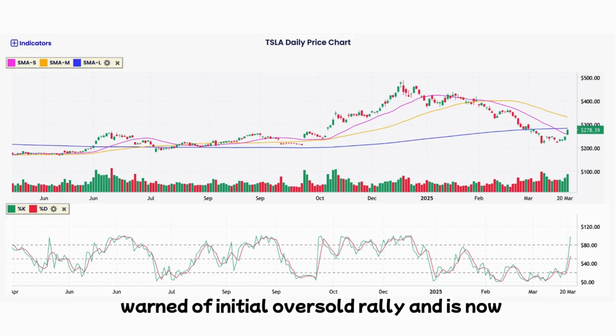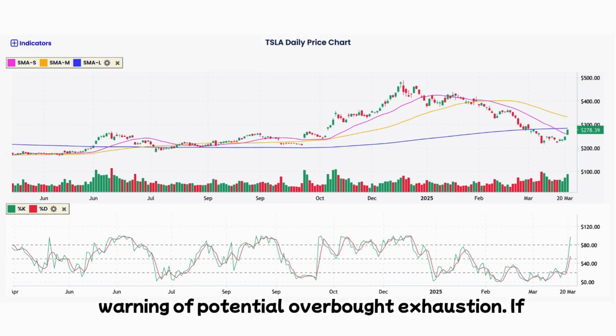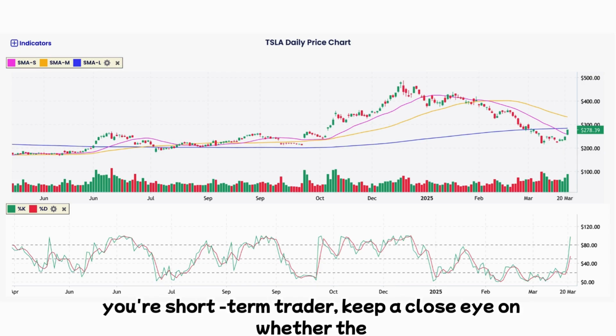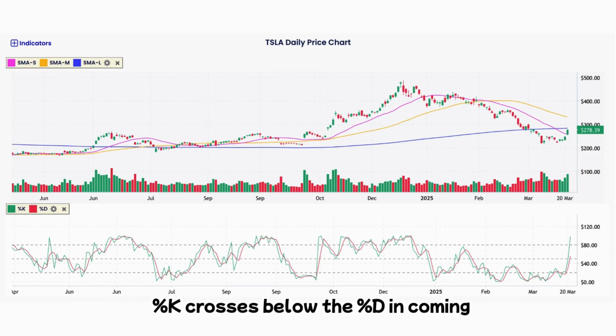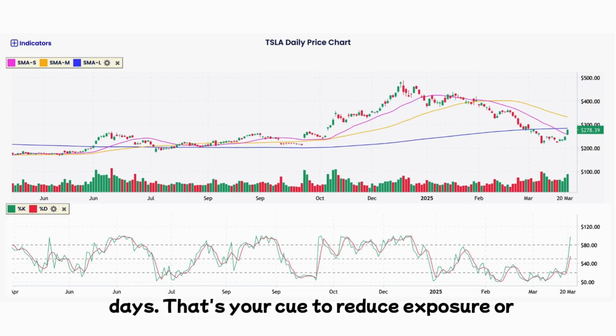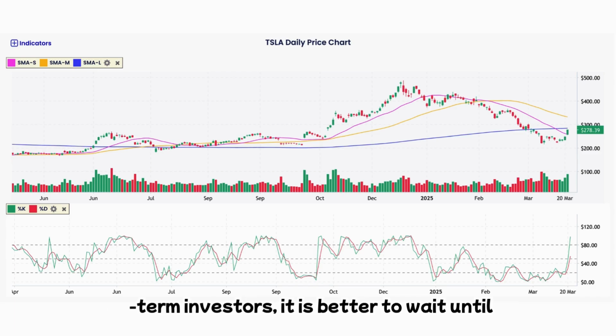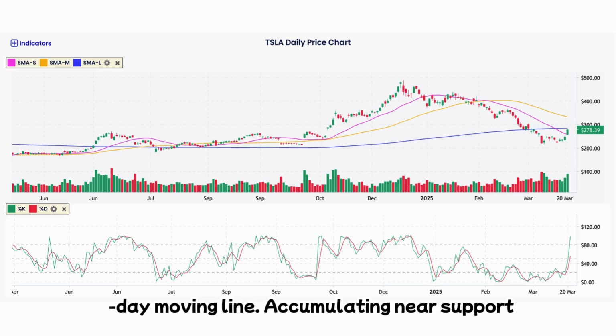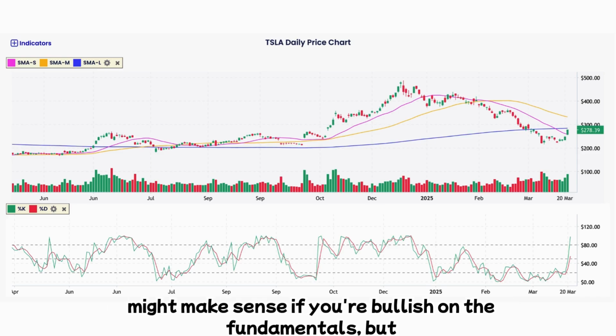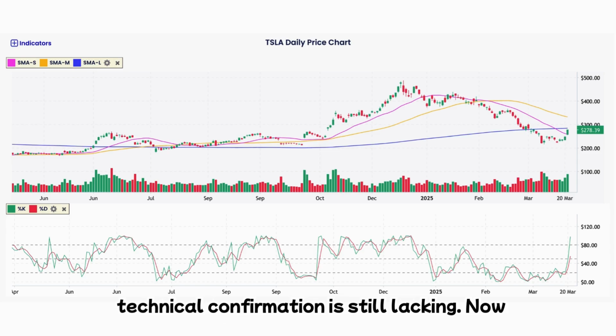It warned of the initial oversold rally and is now warning of potential overbought exhaustion. If you're a short-term trader, keep a close eye on whether the percent K crosses below the percent D in the coming days. That's your cue to reduce exposure or lock in gains. For longer-term investors, it is better to wait until Tesla can close and stay above the 200-day moving average line. Accumulating near support might make sense if you're bullish on the fundamentals, but technical confirmation is still lacking.